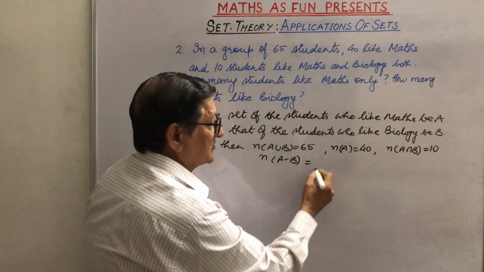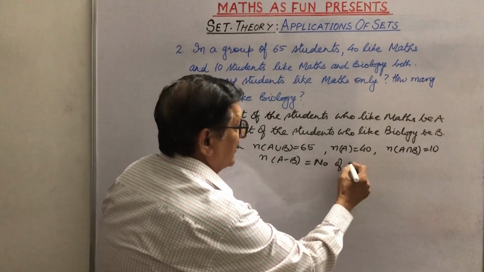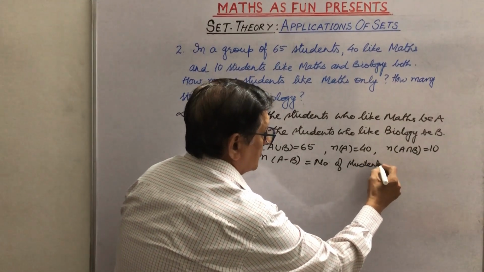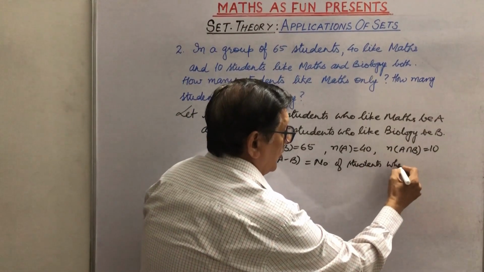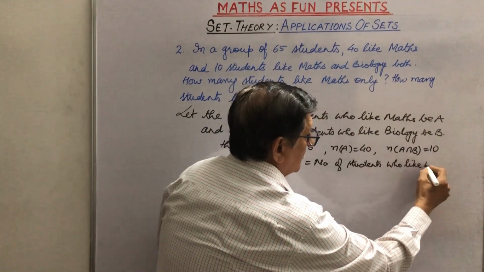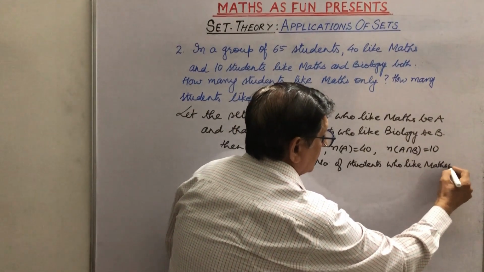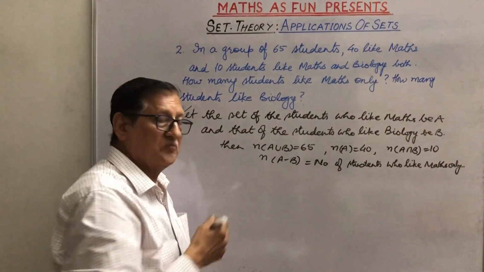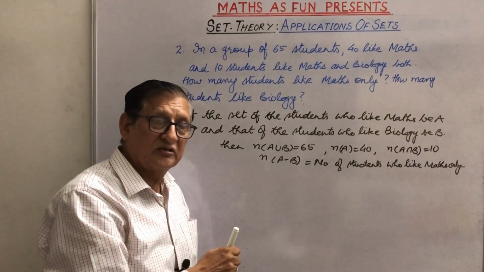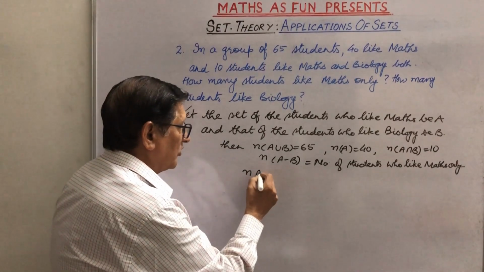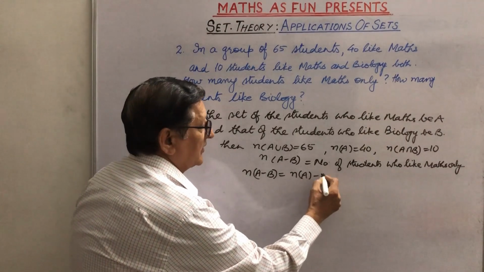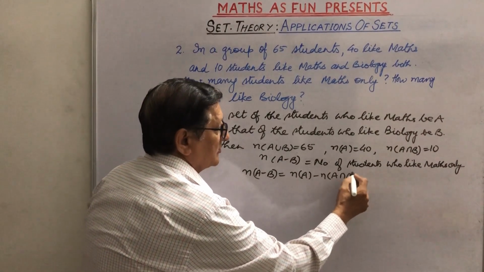That represents the number of students who like maths only. So we have to find out N(A minus B). Do we have a formula to find this? Yes, we have. We know that N(A minus B) is equal to N(A) minus N(A intersection B).